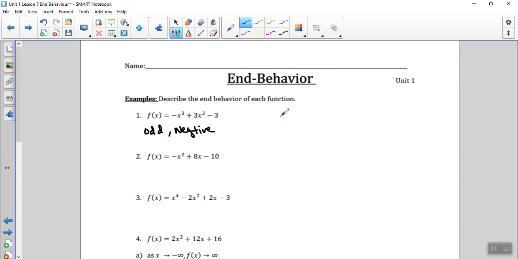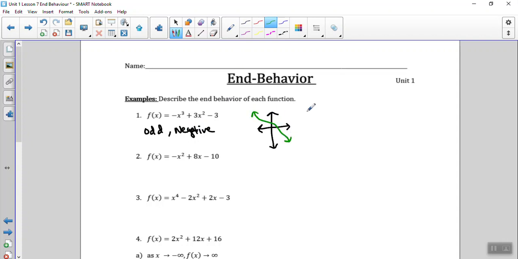If I were to draw this out without using my graphing calculator, since I'm talking about the end behavior, I'm not worried about the middle, just what's going on towards infinity. We can say this is odd, so we have two different end behaviors. Either it's going to go from bottom to top or top to bottom. Since this is negative, it's going to have to start from the top and then eventually go down.